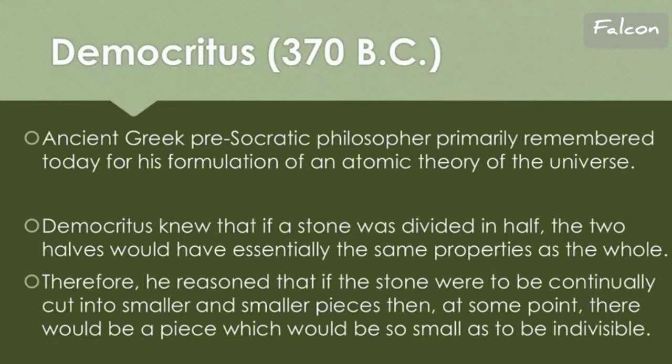Democritus, ancient Greek pre-Socratic philosopher, primarily remembered today for his formation of an atomic theory of the universe. Democritus knew that if a stone was divided in half, the two halves would have essentially the same properties as the whole. Therefore, he reasoned that if the stone were to be continually cut into smaller and smaller pieces, then at some point there would be a piece which would be so small that it couldn't be divided anymore.